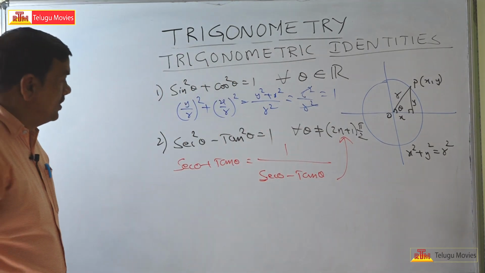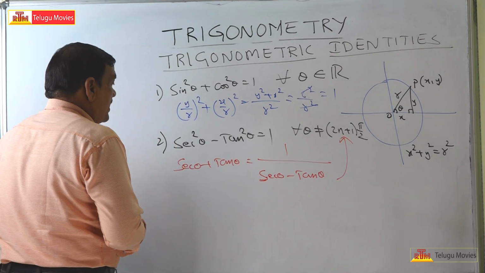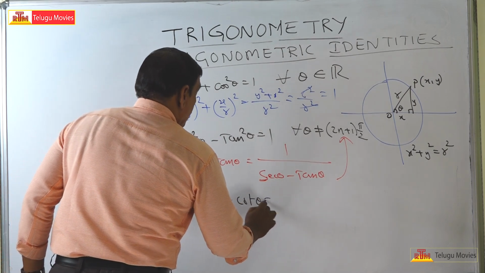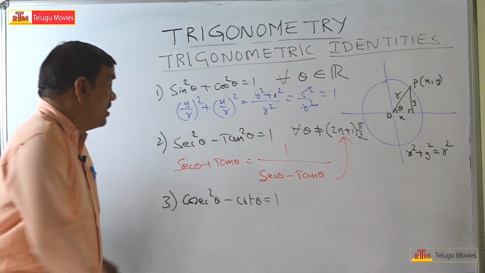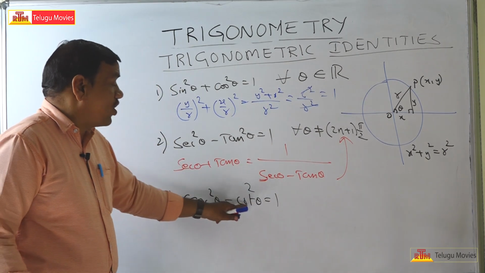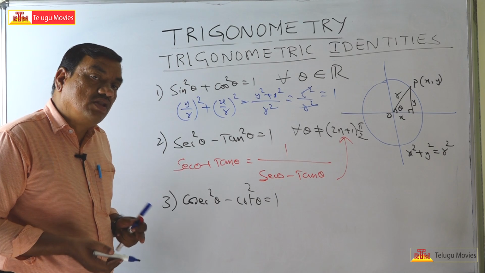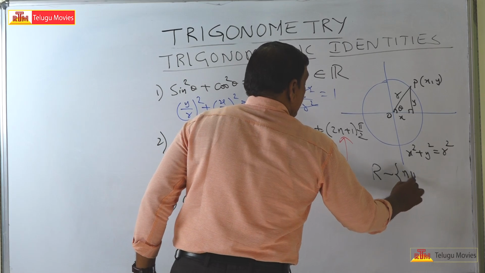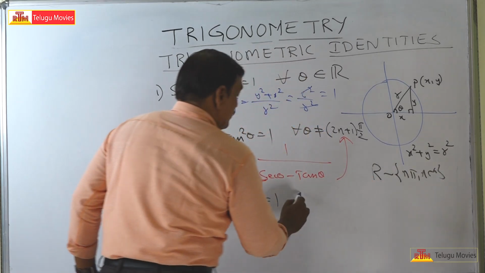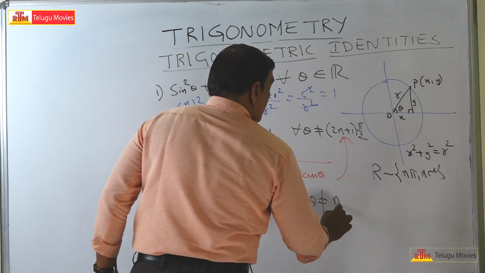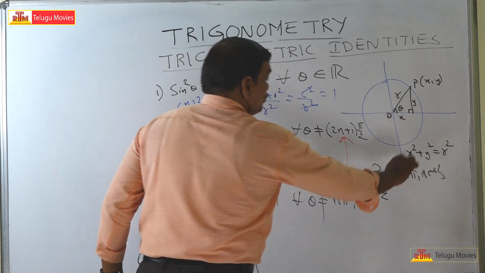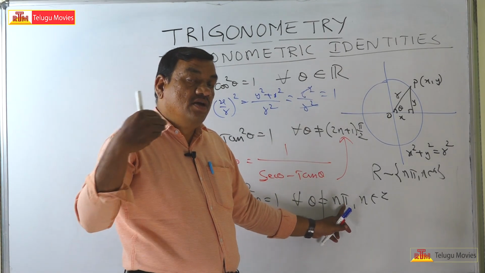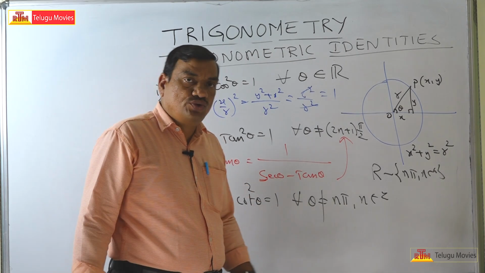And last but not the least, the third trigonometric identity is cosecant square theta minus cot square theta is equal to 1. For which values will this identity be satisfied? It means, what is the domain of cot theta and the domain of cosecant theta? For cot theta and cosecant theta, the domain is the same: the set of real numbers except n pi, where n belongs to Z. Therefore, for all theta not belonging to n pi. That means you should not take pi, 2 pi, 3 pi, 4 pi, and in the negative direction minus pi, minus 2 pi, minus 3 pi; those values you should not take.